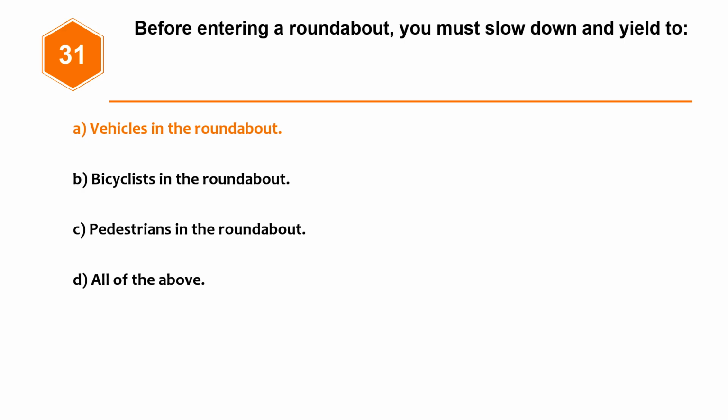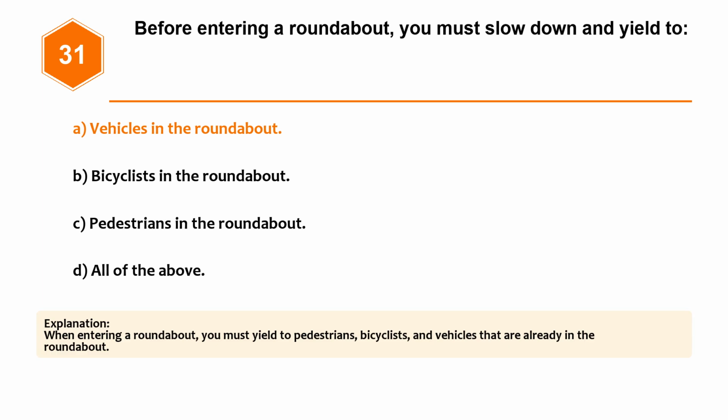The correct answer is option A, vehicles in the roundabout. Explanation: when entering a roundabout, you must yield to pedestrians, bicyclists, and vehicles that are already in the roundabout.